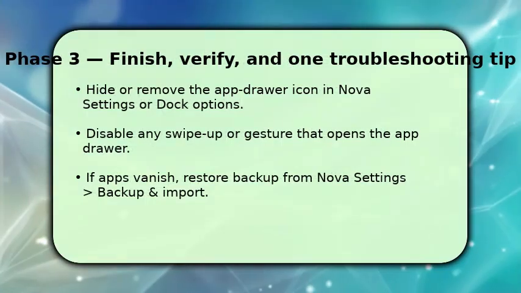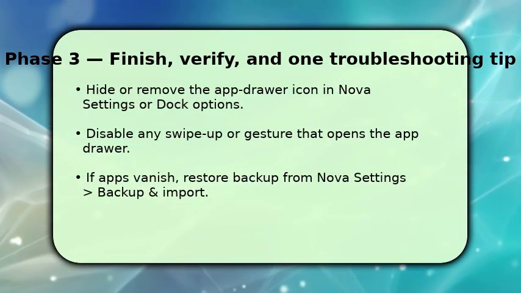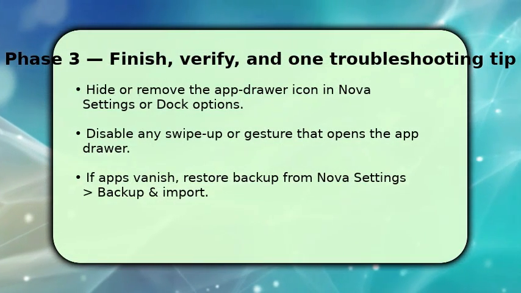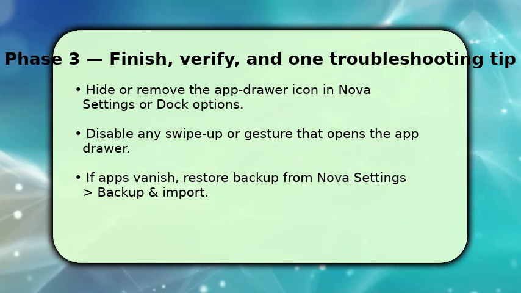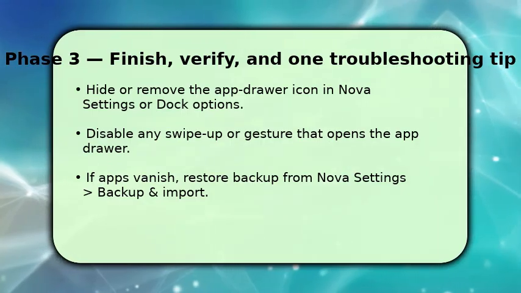Finish by hiding the app drawer icon and turning off gestures that open the drawer in Nova settings. Check dock and gestures settings to remove any drawer shortcuts. Once hidden, swipe through your home pages to ensure everything launches correctly.